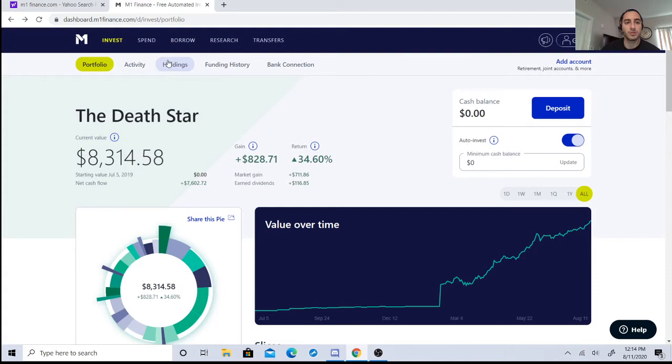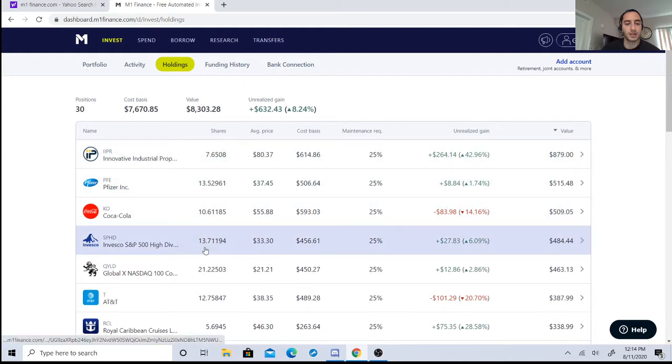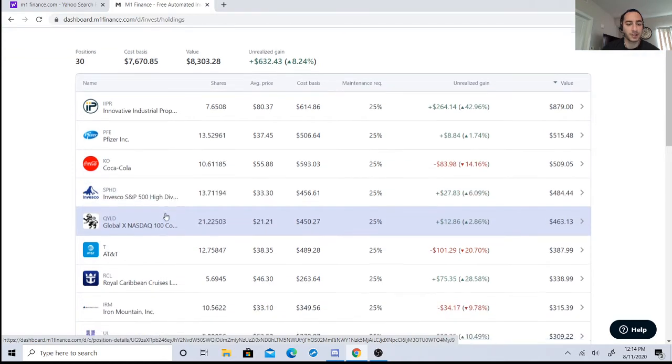So let's go to holdings real quick. Okay, I have 30 positions. Now, Invesco SPHD, I have been focusing on these guys. I'm up 6.09%, but I have 13 shares. So that will get me, let's just do 13, about $195, which is not bad, but QYLD gives off a very good dividend. And, you know, that's a monthly dividend.